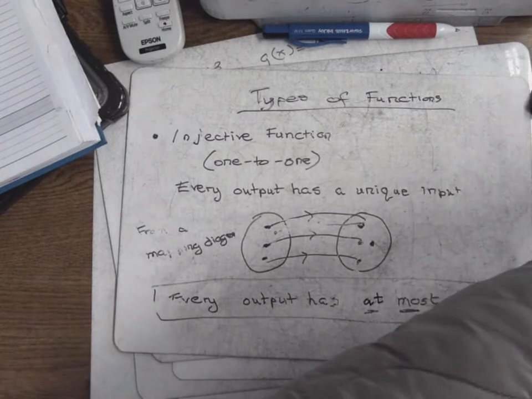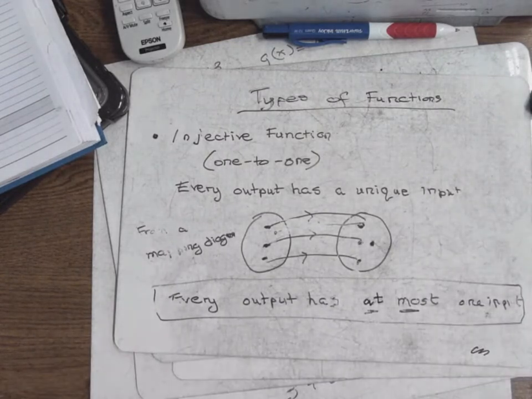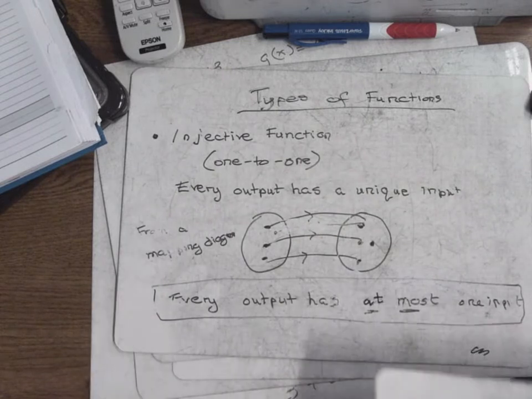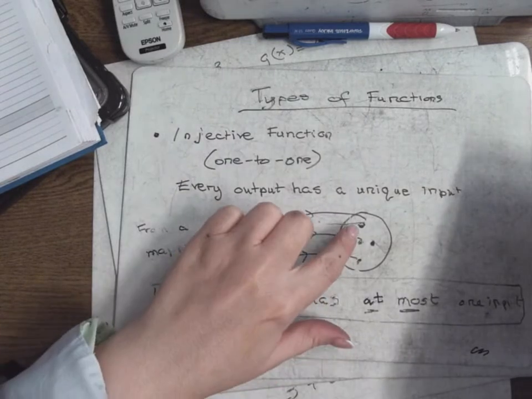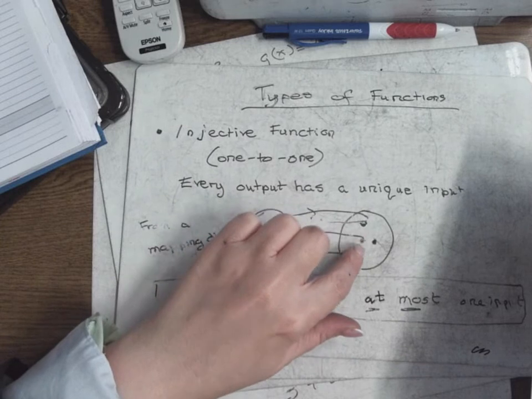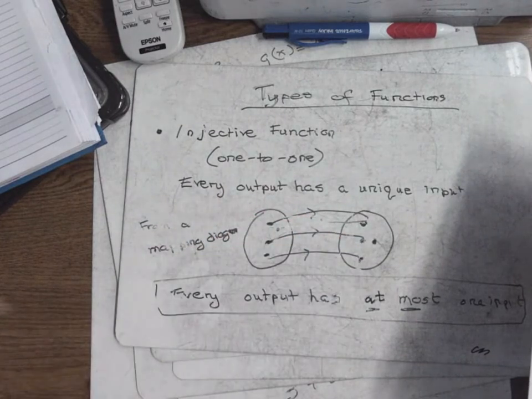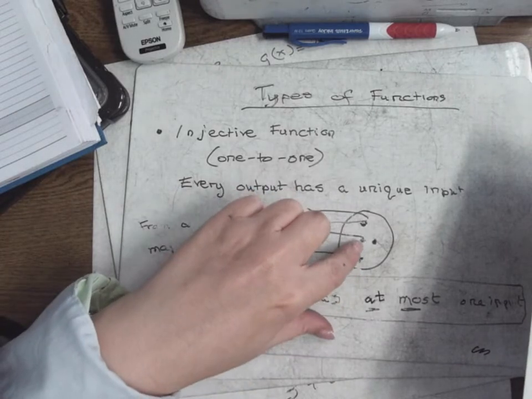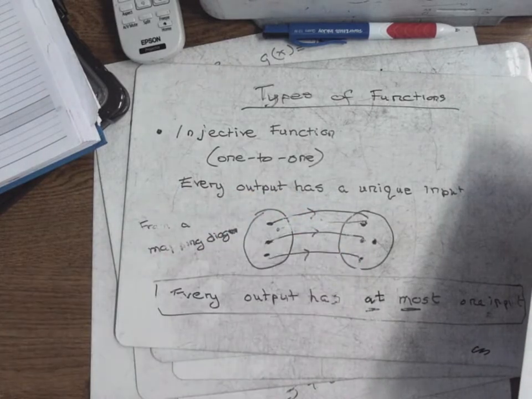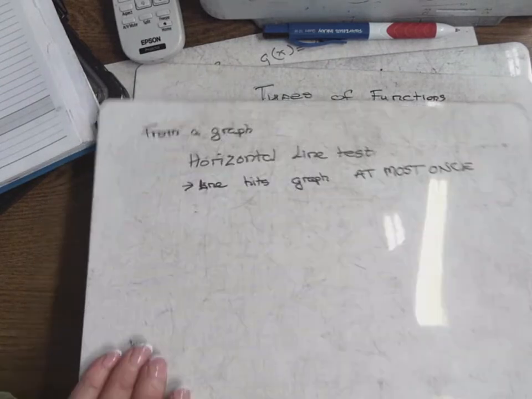Right, so how do you know if a function is injective? From a mapping diagram, you just make sure there's at most one arrow coming in. So at most one arrow coming in. At most means 0 is fine, right? So at most one arrow coming in. Is that okay?